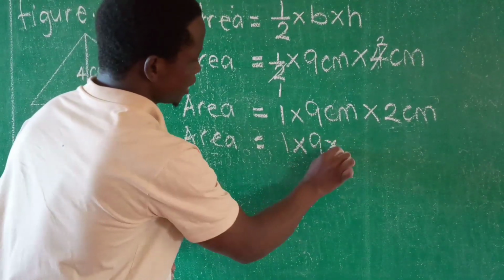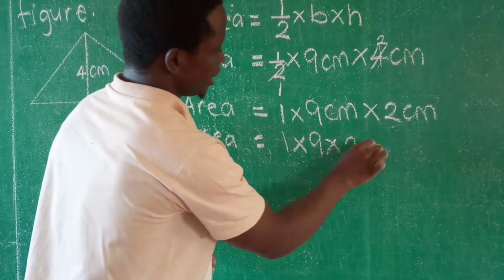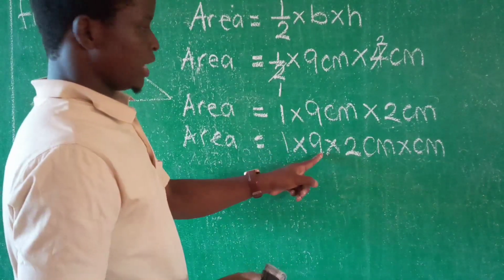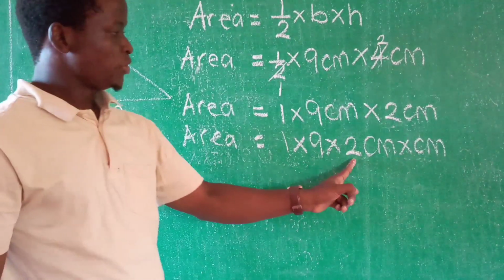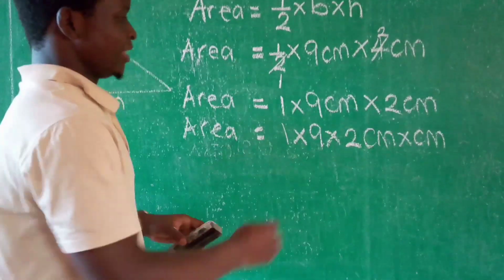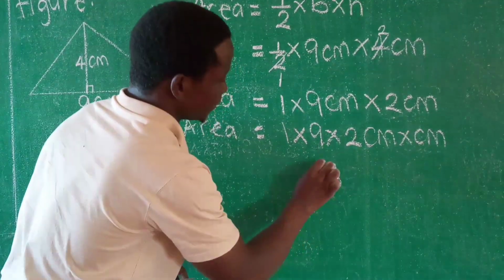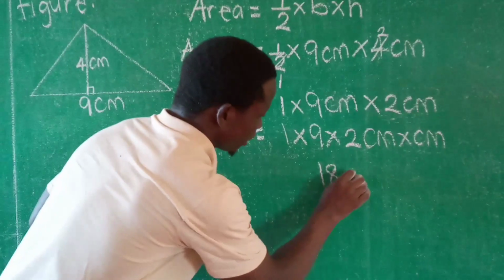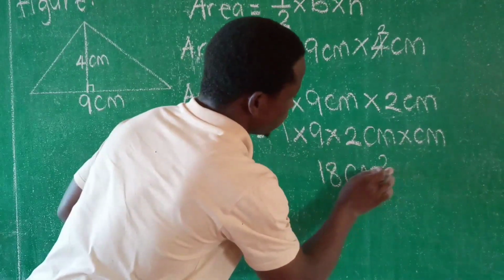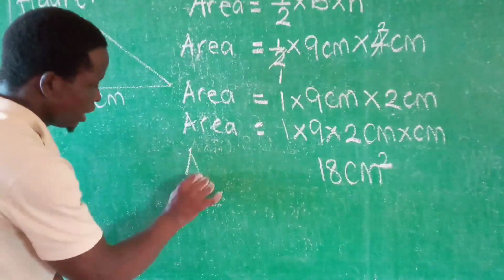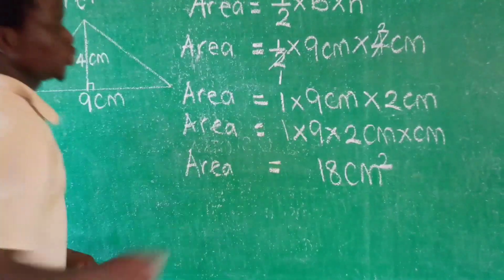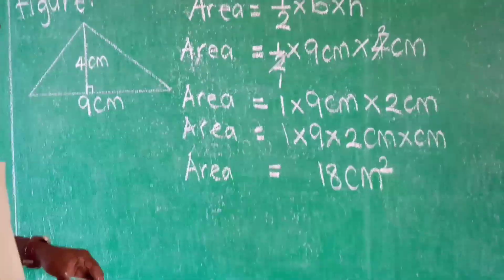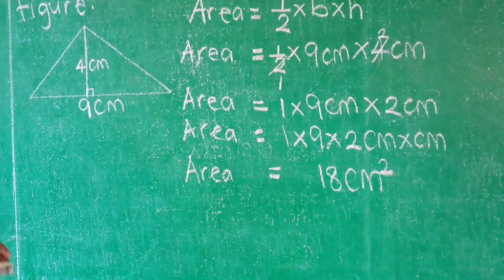1 times 9 times 2, numbers together first. Then we have centimeter times centimeter. 1 times 9 is 9. 9 times 2, you get 18. So the numbers give us 18. How about here? Centimeter times centimeter. Of course, centimeter squared. Good. Now our area is equal to 18 square centimeters. Okay, that's the answer for number 8.